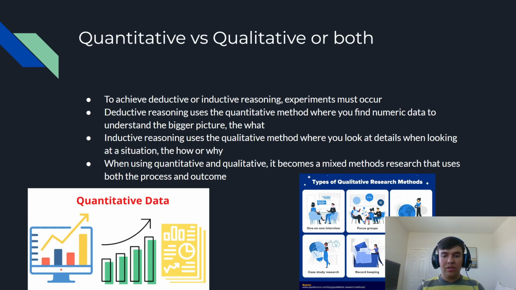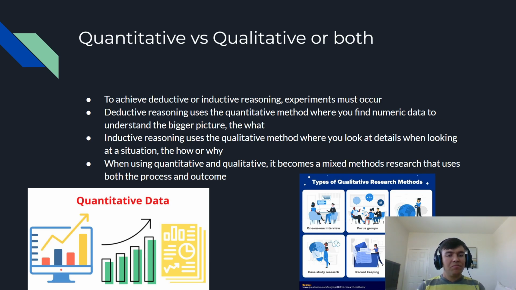And for qualitative data research, you do one-on-one interviews, focus groups, ethnographic research, case study research, record keeping, and qualitative observations, seeing why things happen or how things happen, the details.